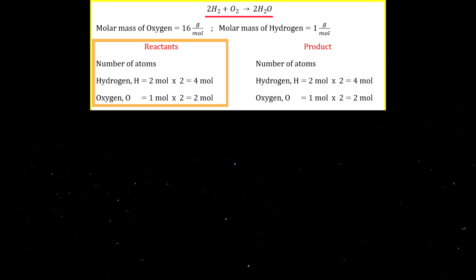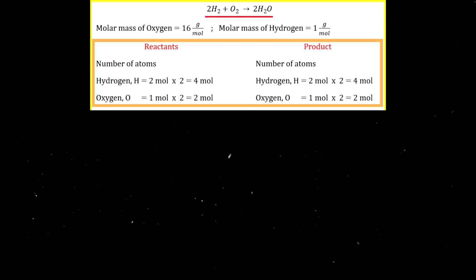Second step, after determining the molar mass, we get the number of atoms of every element in the reactants and the number of atoms in the products. So for the reactants, the number of atoms of hydrogen is 4 or 4 moles since we multiply 2 times 2, the coefficient with its subscript, and the second reactant is oxygen, and oxygen is 2 moles.